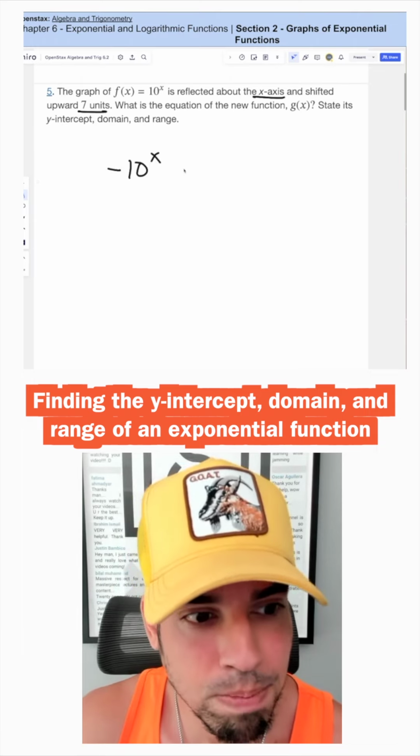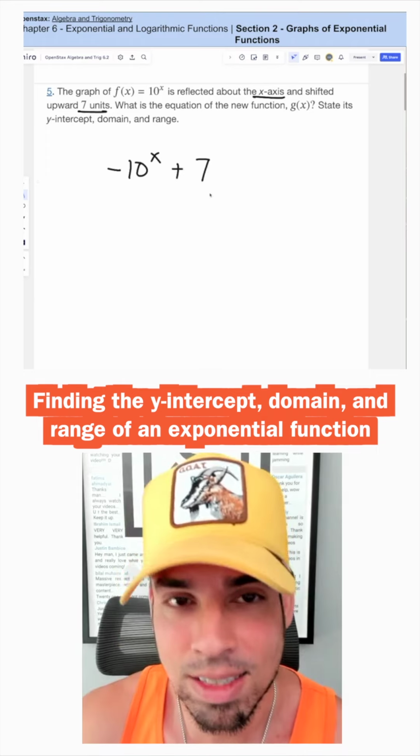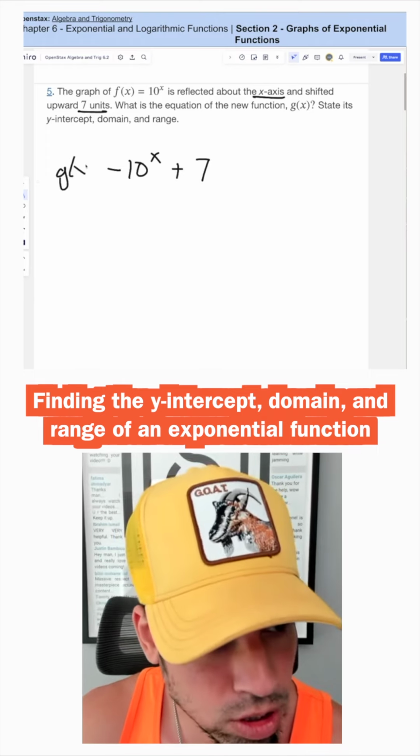And then moving up by 7, now we're applying a vertical shift up. That's a plus 7 to the entire function like that. So here's the g of x function.